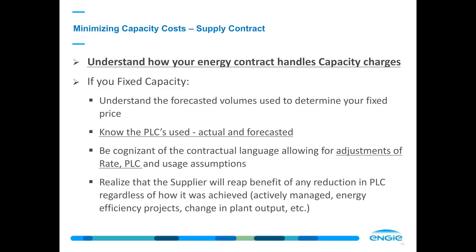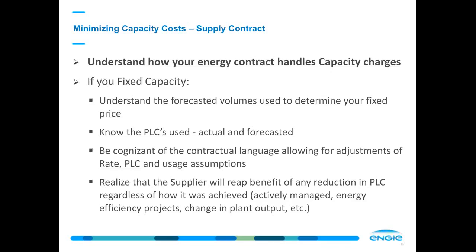So for a customer that wants budget certainty, you probably want to look at just fixing capacity and taking it on a pass-through basis. The other thing that you need to know is how are the PLCs being used? If you're asking for a fixed price, are they using the current PLC for the full term of the structure of your transaction, or are they forecasting those PLCs?